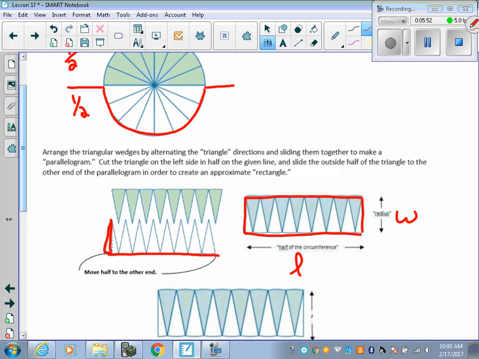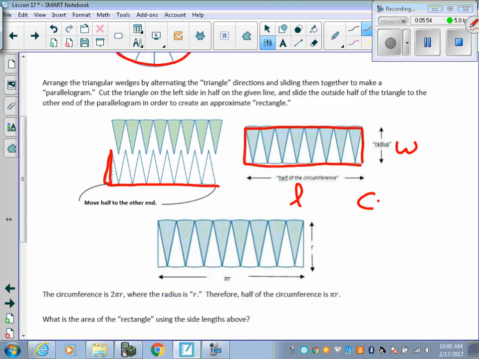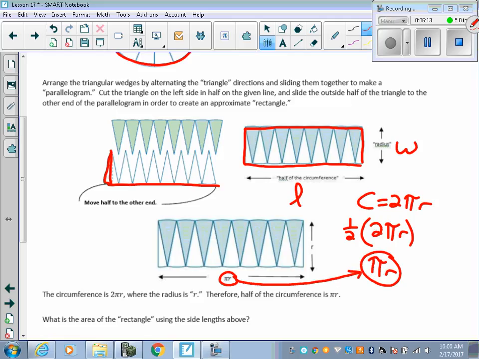So if the circumference equals 2 pi r, and we want half of that, we're going to take 2 pi r and multiply it by 1/2. Well, 1/2 times 2 is 1. So you just get pi r. So that's why they say half of the circumference there is equal to pi r. That's where you get that from. And then the width of this rectangle is the radius. So that's why they have the radius right there.